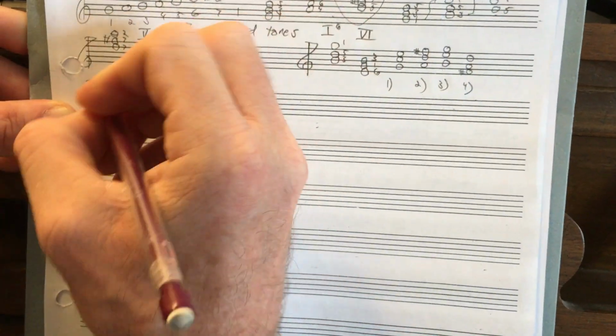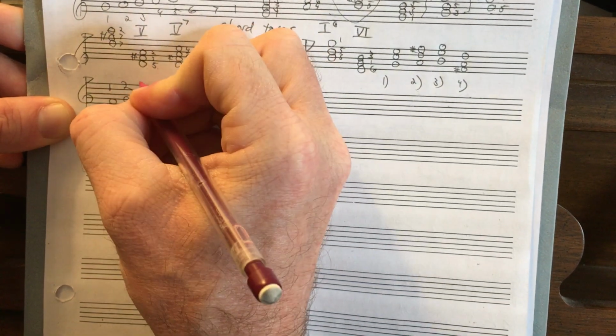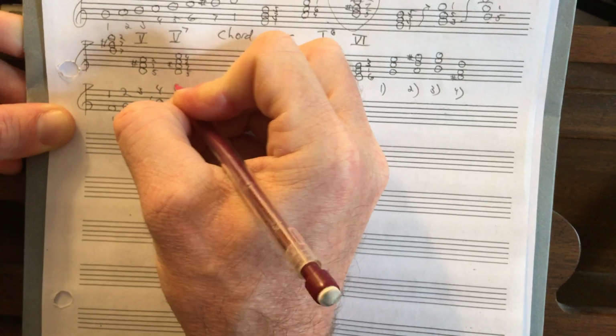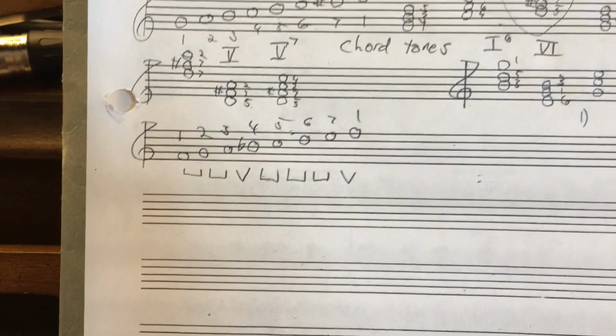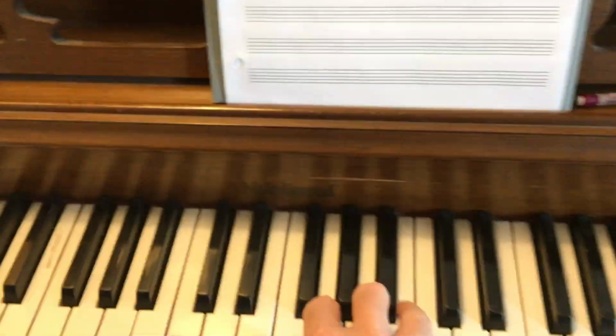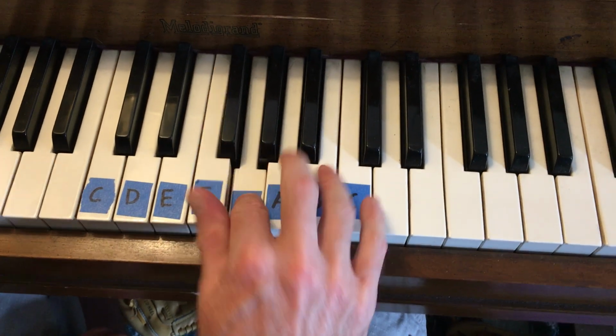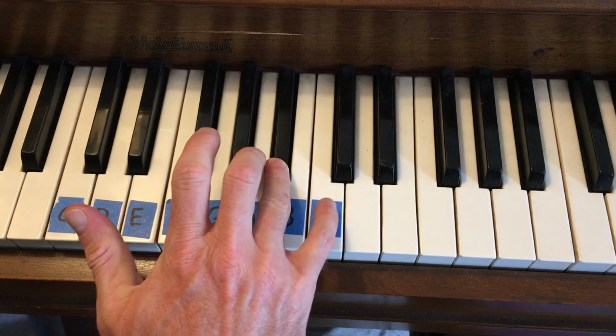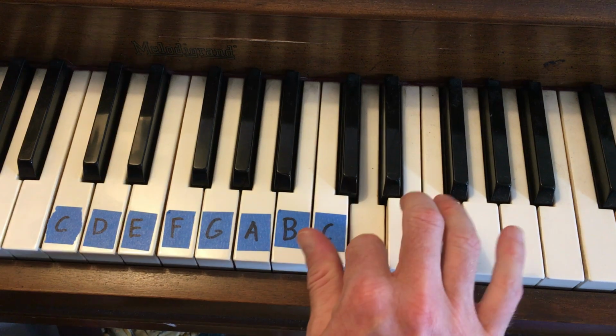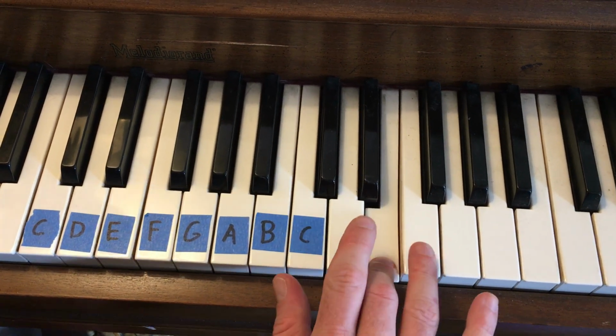And now I'm going to write in my scale degrees up top. So this is 1, 2, 3, 4, 5, 6, 7, 1 again. Okay, so there's my scale. And here's how it sounds. Here is F, whole step to G, whole step to A, whole step to B flat, whole step to C, whole step to D, whole step to E, half step to F.